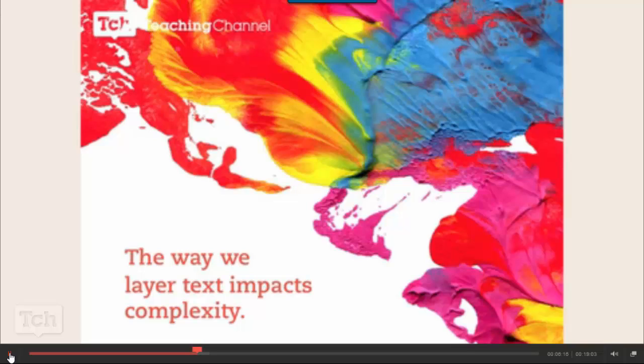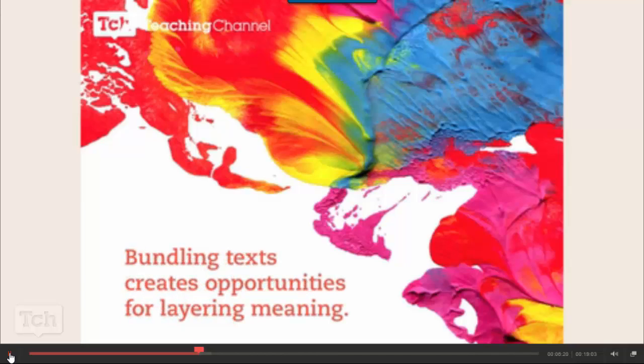is to think about layering texts. So what about having 3 texts kind of in a bundle for students? Maybe there's a comic strip, maybe there is an infographic, maybe there is a journal article. Maybe in another bundle you have a piece of fiction, you have a music video, you have a poem.